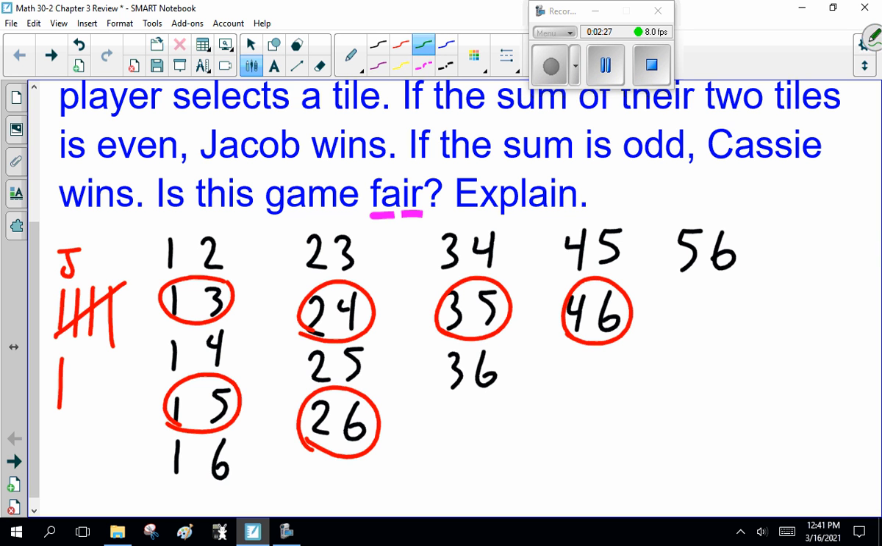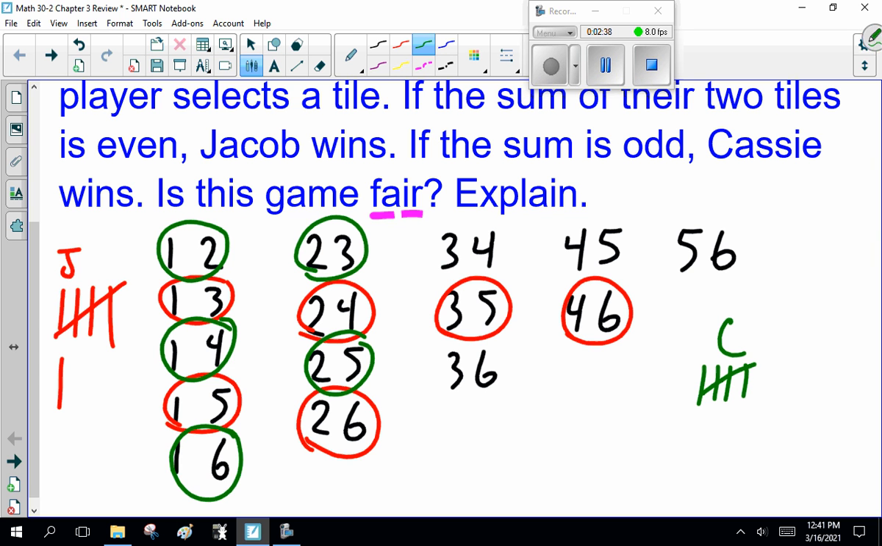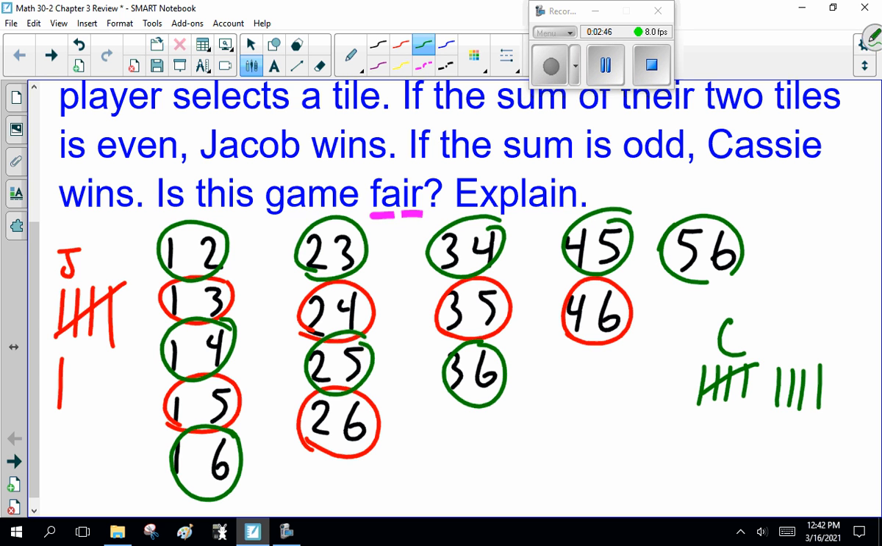Now, odd, Cassie wins. So, Cassie will win 1, 2, 3, 4, 5, 6, 7, 8, 9. So is this game fair? No. Cassie wins more often. Cassie will win in theoretical probability 9 out of 15 times. Jacob will only win 6 out of 15 times.